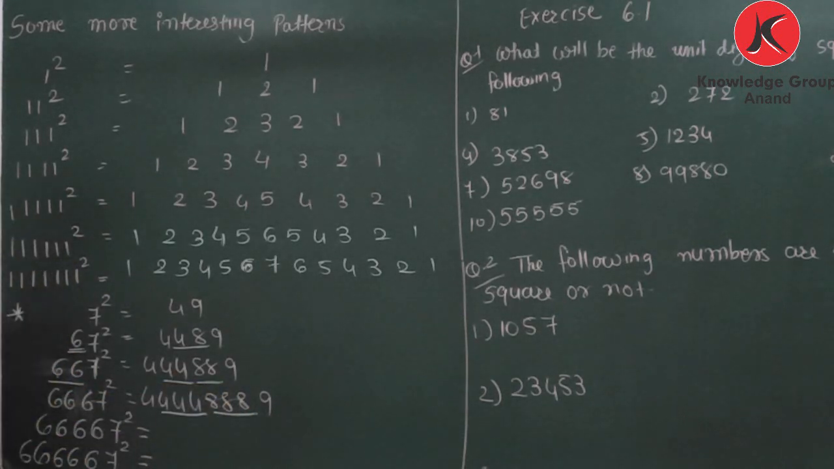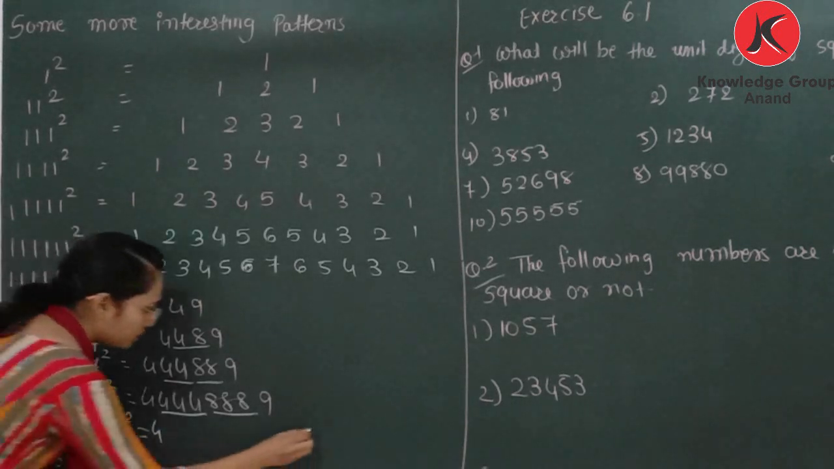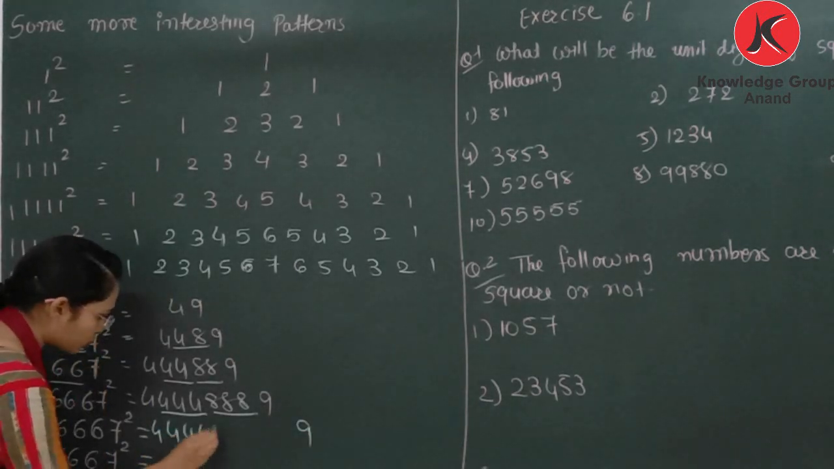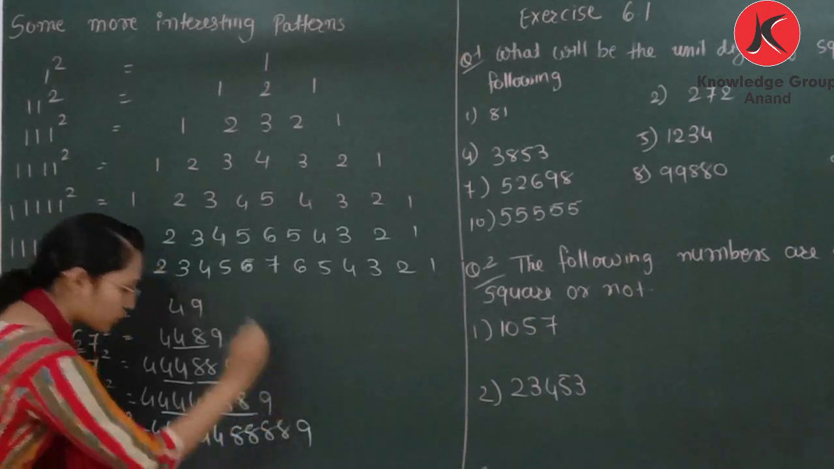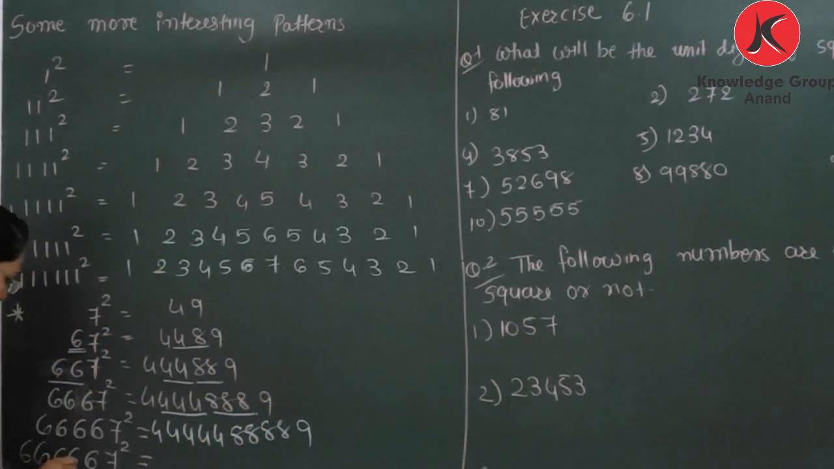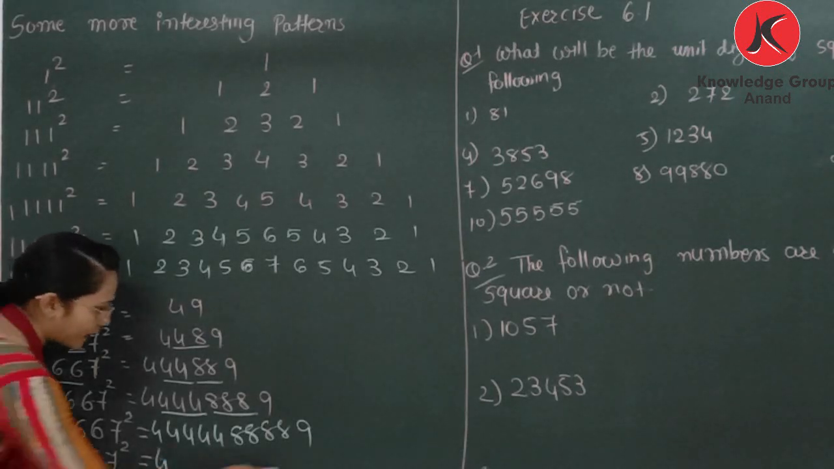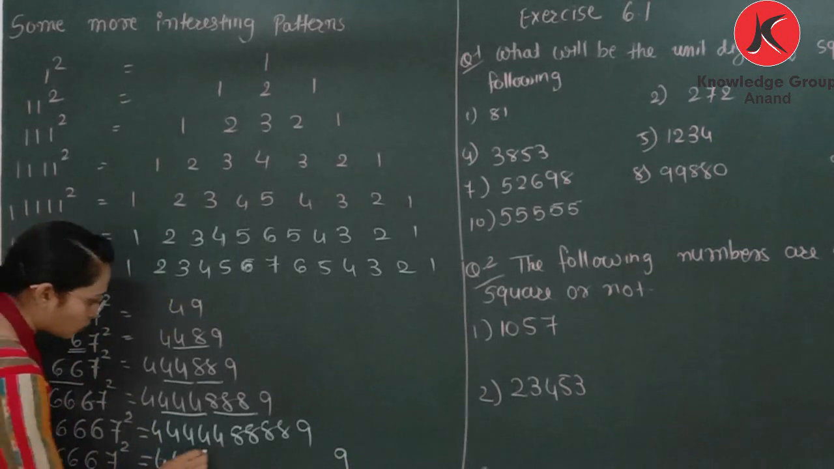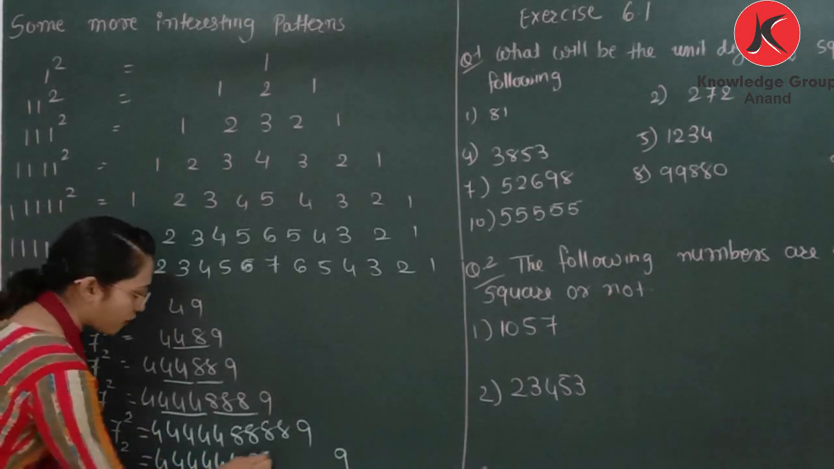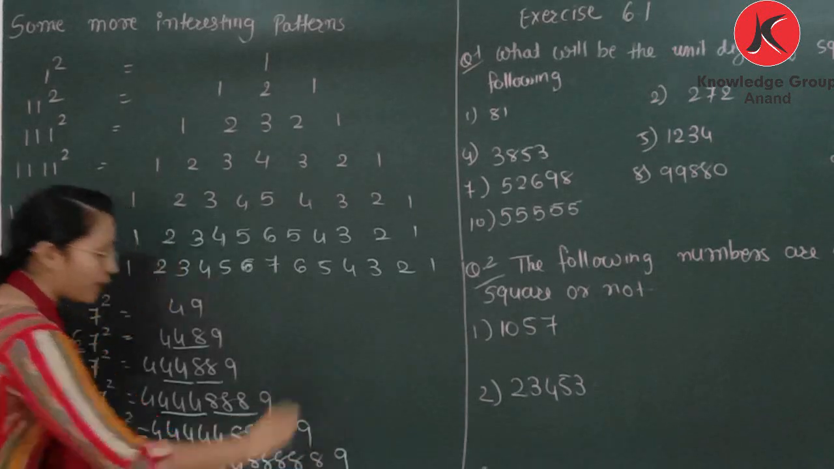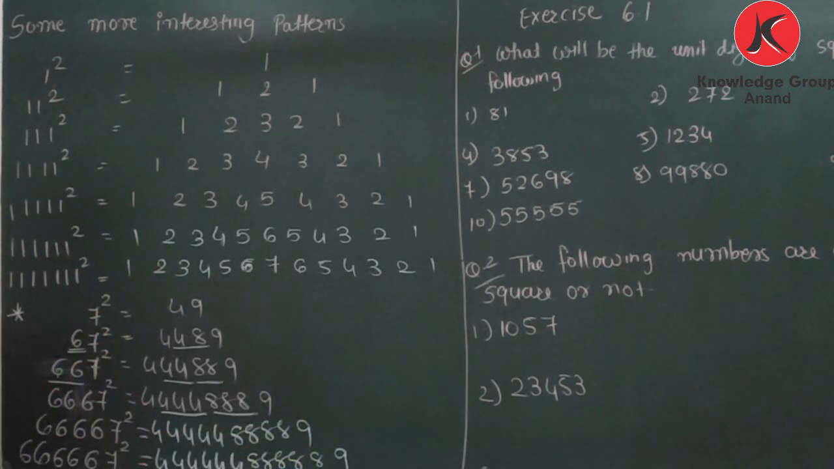So how can you write the next step? Here how many 6s? 1, 2, 3, 4. It means you need to add four 4s and 4 8 between 4 and 9. So you can write 6 6 6 6 7 square. Here 5 sixes are there. So you can write 4, then five 4s, 8, then 9. This way you can get the next step of the pattern.